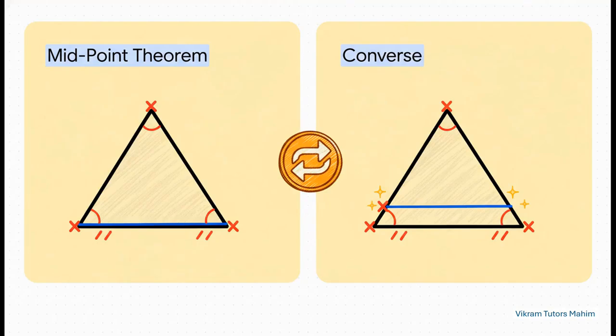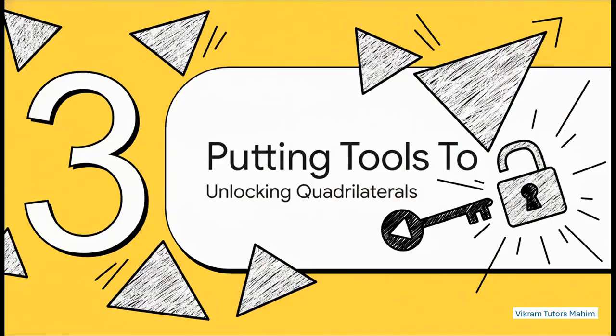It's awesome. And this slide lays out the difference perfectly. With the original theorem on the left, you're given two midpoints, and from that you prove the line is parallel and half the length. But with the converse on the right, you're given one midpoint and a parallel line, and you use that to prove you found the second midpoint. They really are just two sides of the exact same coin. Okay, theory is great, but now it's time for the fun part. Let's put these tools to work. This is where it gets really interesting. We're going to use a simple rule about triangles to unlock the secrets of much more complex shapes.